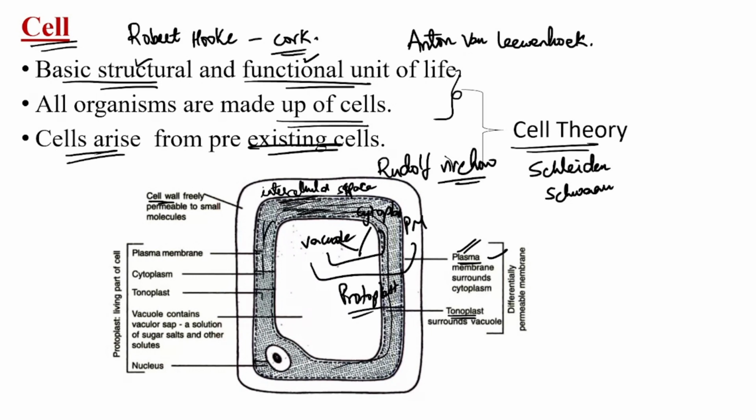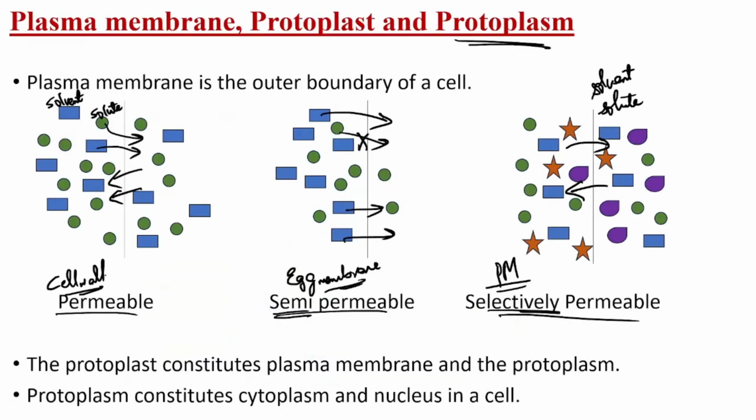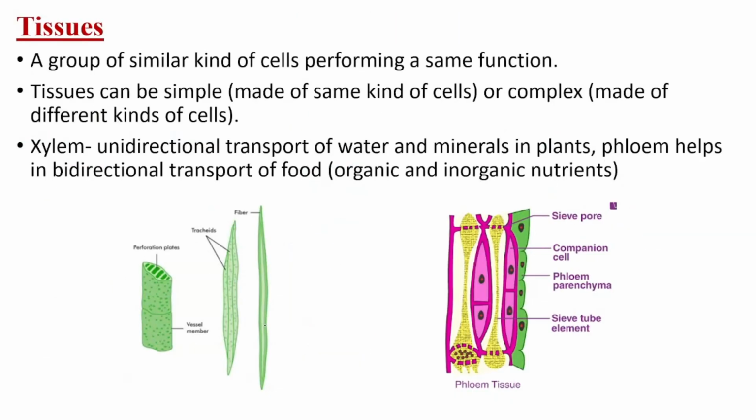Cytoplasm is nothing but a viscous fluid-like substance where metabolic reactions take place. This is cytoplasm. But when I say protoplasm, it involves the vacuole and the cytoplasm. That together constitutes protoplasm. That's what is given here. Okay. Now tissues. Now we understood what actually is a cell.